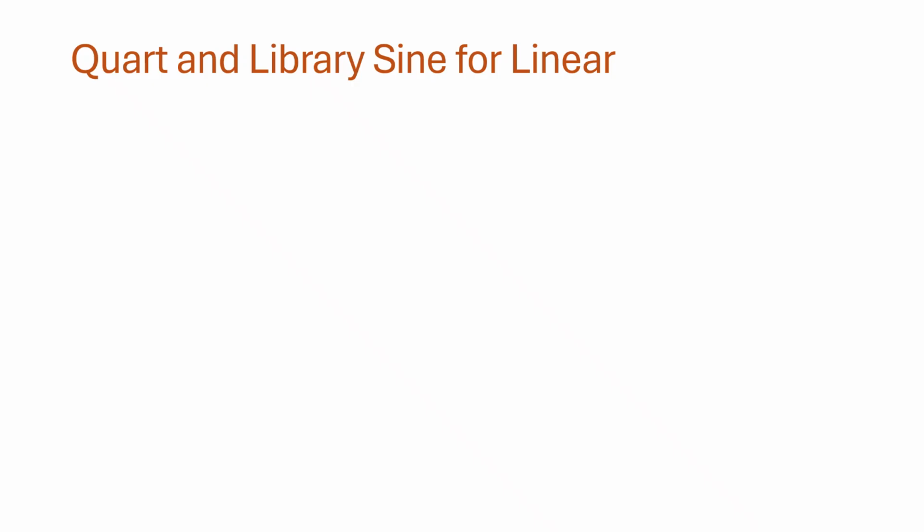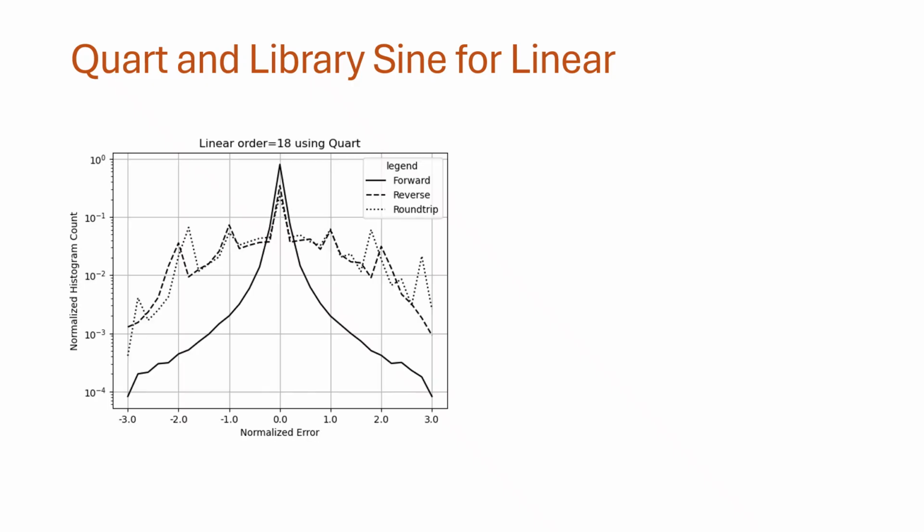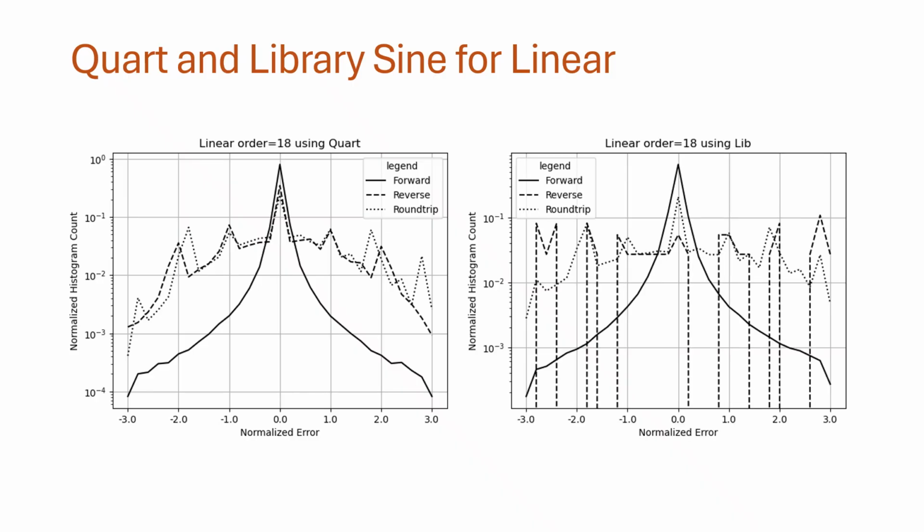And what if we use the library sine for the linear signal? Here is the spectrum for the quad signal, right? If we use the library sine, we find that for the quad, we can still bound the error. Well, when we use the library, the error is not bounded, right? It flies everywhere.